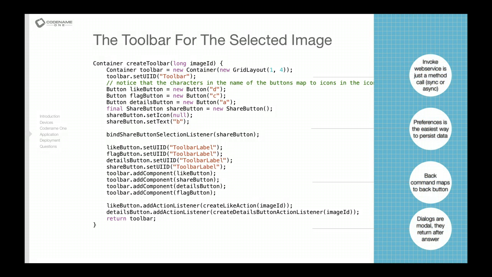So the toolbar is that sort of small toolbar you see at the bottom of the image viewer, and it's a relatively simple thing. It's just a grid with four columns, one for every toolbar option. And you'll notice a weird thing. I chose not to use icons in this particular application, but the toolbar has four icons in it. But instead, I gave the buttons names that make no sense. The like button is named D.